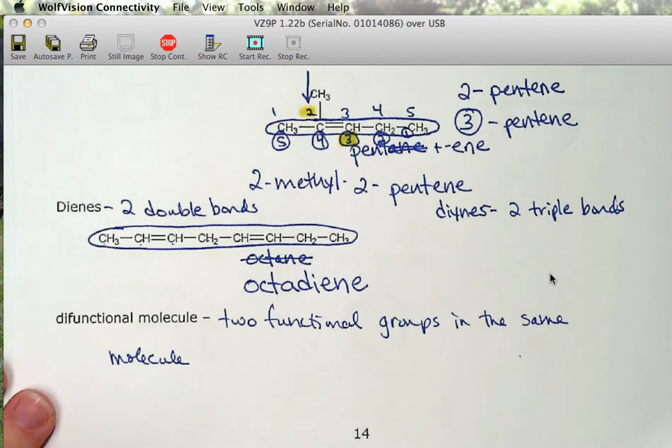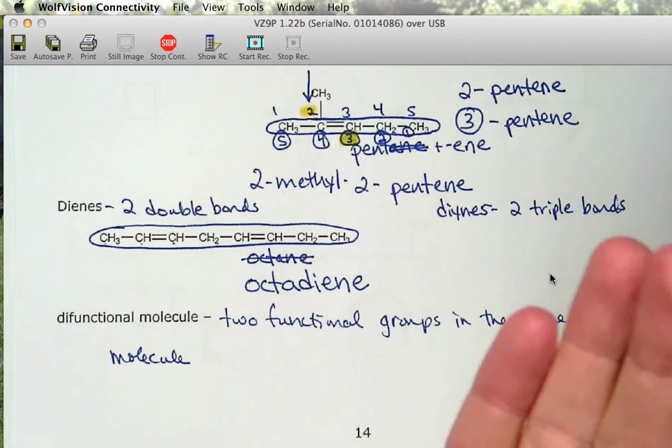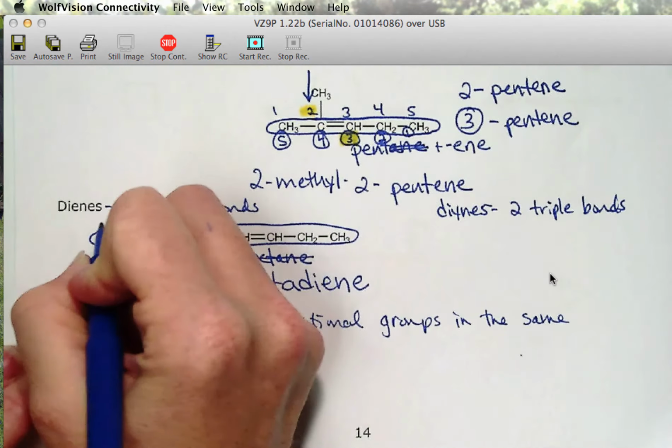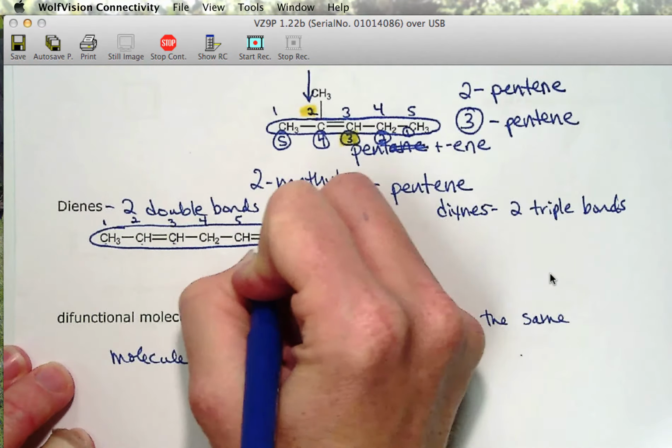Okay. So I have this as my parent name, octadiene. But with that diene ending, I need to have two numbers. Right. So which way am I going to number this octadiene? Left to right. Good. So 1, 2, 3, 4, 5, 6, 7, 8.